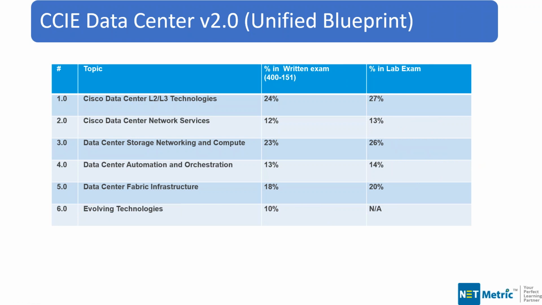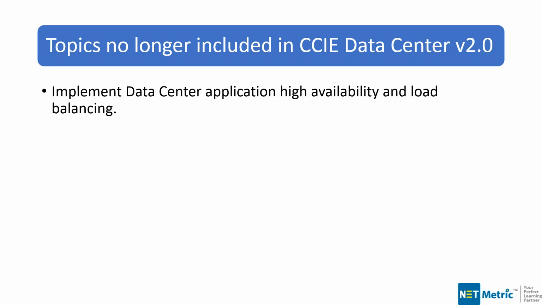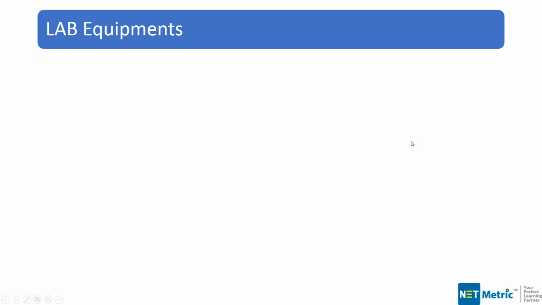All these topics have been discussed in detail on the Cisco Learning Network. You can go to the Cisco Learning Network and find the detailed version of this. Now the topics that are no longer covered: implement data center applications, high availability and load balancing, plus the FCIP feature, which I feel is a good feature to remove, because FCIP is now obsolete in many companies.